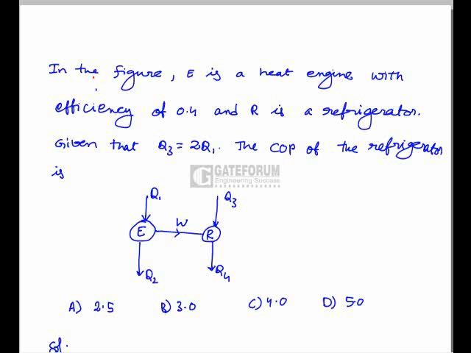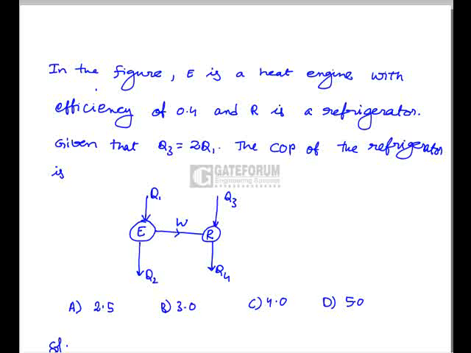In the figure, E is a heat engine with efficiency of 0.4 and R is a refrigerator. Given that Q3 is equal to Q1, the COP of the refrigerator is. Here, the heat engine is operating between the heat transfers. Heat added to the engine is Q1 and heat rejected from the engine is Q2, and the work done by the engine is W, and it is used as an input to the refrigerator. Here Q3 is abstracted from the required space and Q4 is heat rejected from the refrigerator.